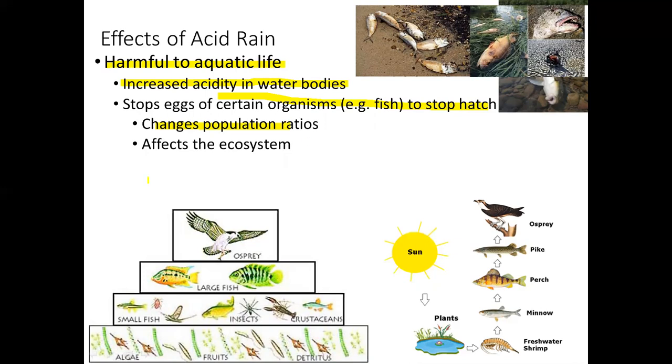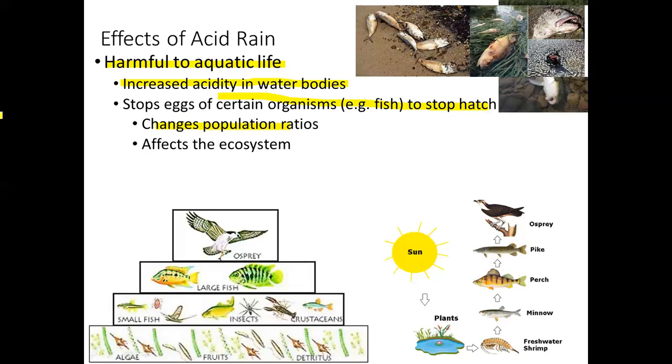We can say simply, because of the change in pH value, what happens? The eggs of small fish are not hatched. Because of that, those small fish, some species, can become extinct. Because of that, the biodiversity of water bodies is reduced. And when we talk about lakes and rivers, those are very fragile ecosystems where each species depends on others to survive. If one disappears, others disappear too.